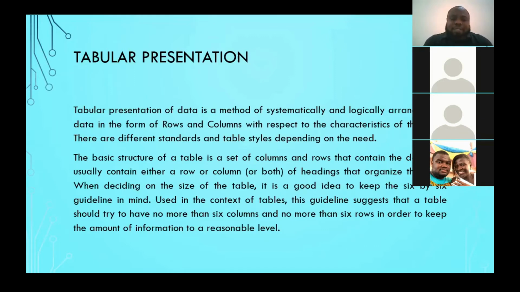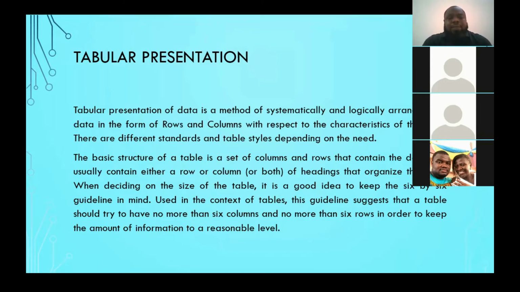There are different standards and styles in representing data in a table based on the need. But basically, the structure of a table is a set of columns and rows that contains the data and usually contains either a row or a column or both of headings that organize the data.